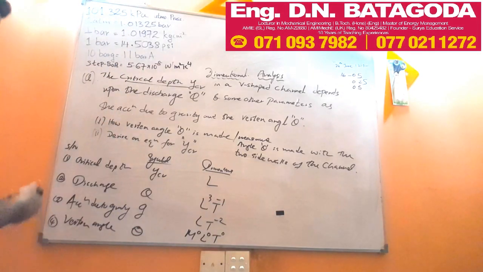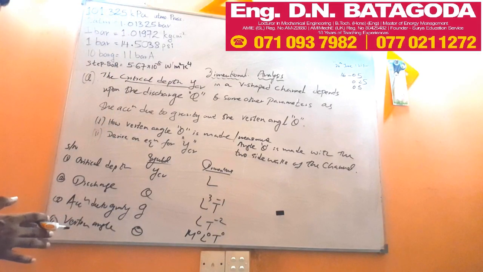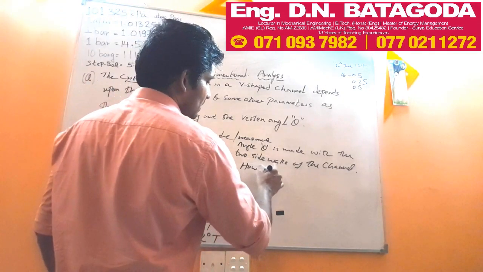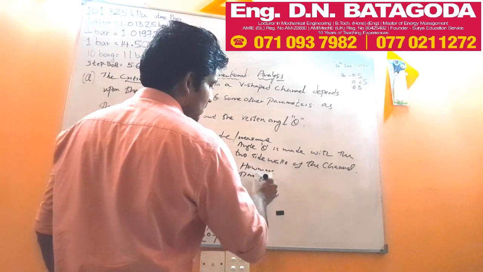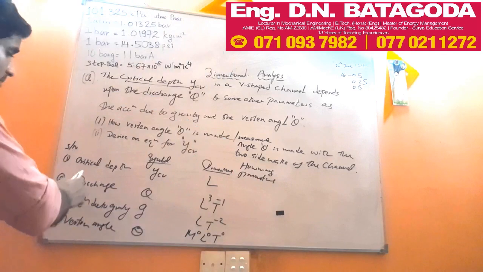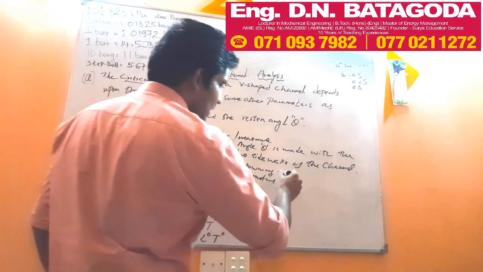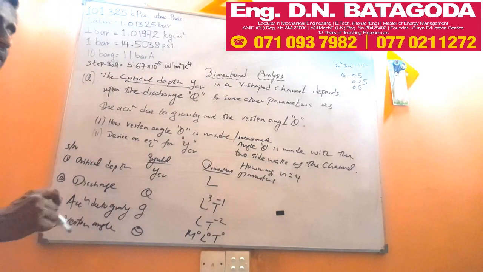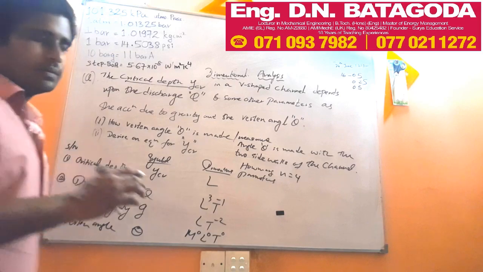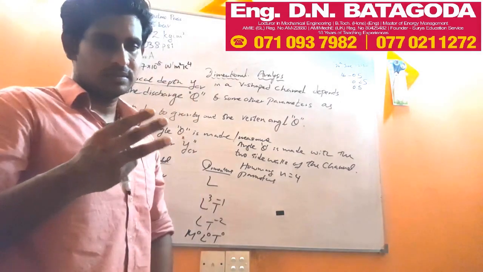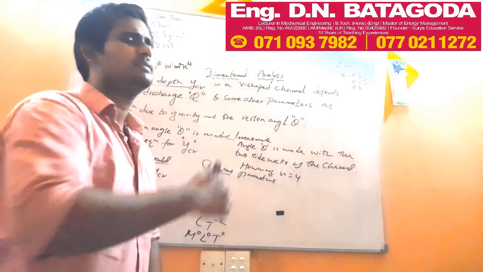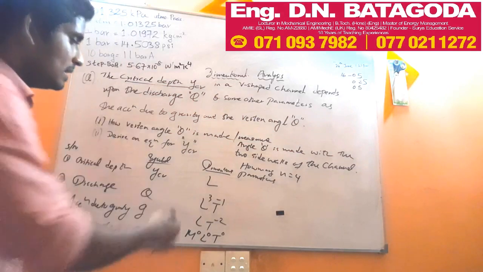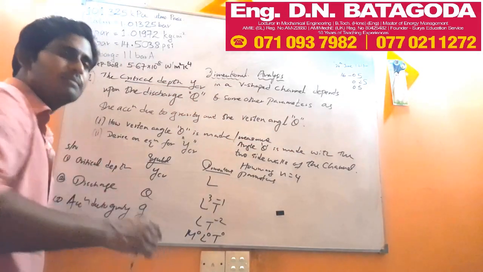So now, how many parameters do we have in the problem? Parameters 1, 2, 3, 4. So that means n equals 4. Then how many basic dimensions are used in the problem? Be very careful. We have three basic dimensions: mass, length and time. But among those, how many are used in the problem? The answer is 2. L is used and T is used. Even though M is there, M is not used.